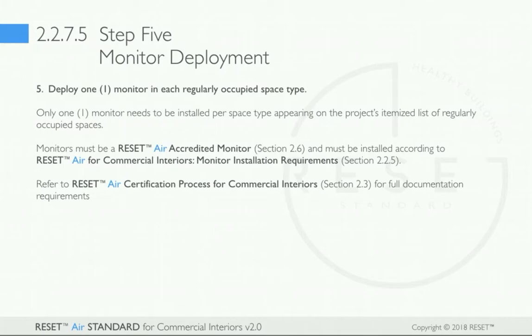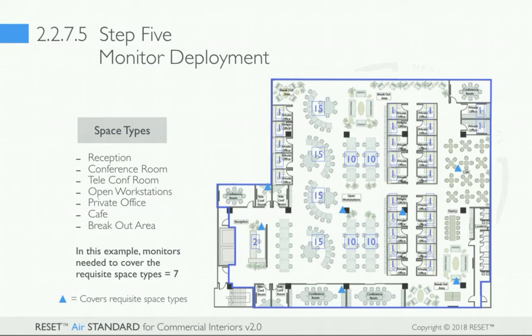So step 5 is to deploy one monitor in each of those regularly occupied space types. Now this does not matter if there are people occupying the space or not. It's a regularly occupied space that made your inventory list. So this is your first bare minimum monitor calculation, one monitor in each space type. So again, on my list of itemized rooms to the left, for example, my monitors would be a total of 7. And I've indicated that with the blue triangle throughout the project.